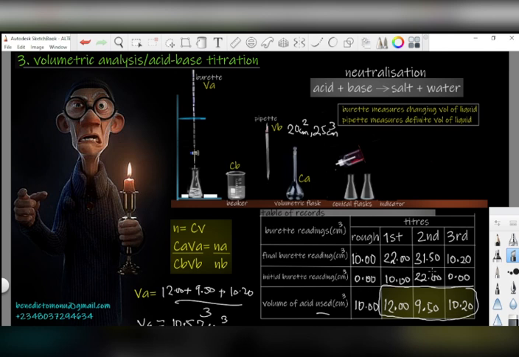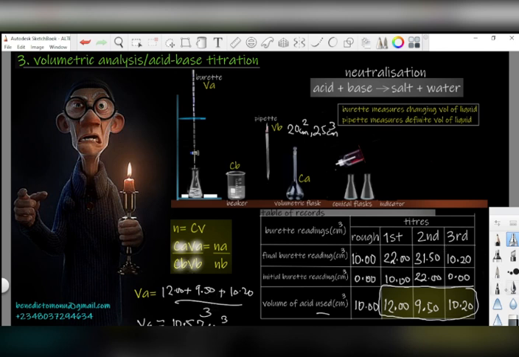So going back to the formula, I have now found the volume of acid that I used in my titration. What about the volume of the base? The volume of the base is the volume of the pipette, because it is that quantity of base that you used. A question can give you the concentration of the acid or the concentration of the base. Any of them can be given to you.